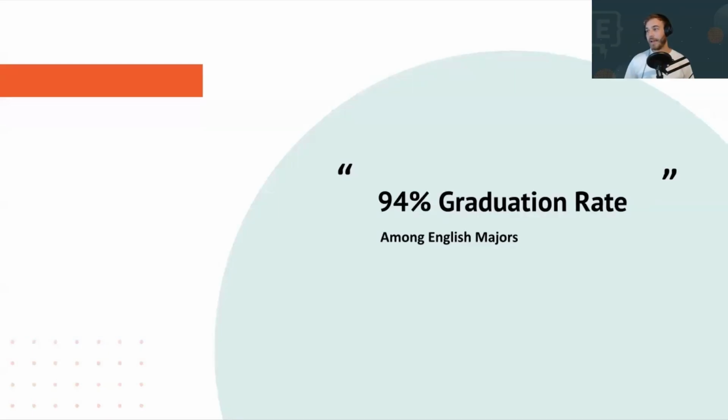Okay. So here's a statement. 94% graduation rate among English majors. Awesome job. What potentially misleading data type are we dealing with right here? Vanity.